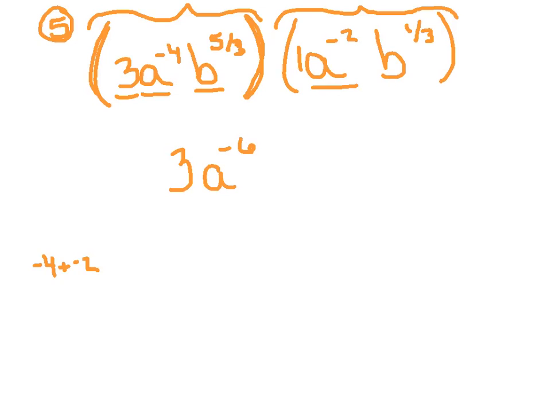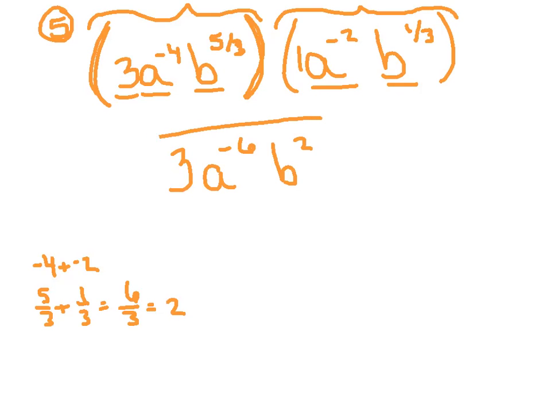Then I'm going to focus on my b's. Again, I'm multiplying like bases, so I'm going to use my product rule. If I take my 5/3 and add it to my 1/3, that gives me 6/3, which is really a 2. So I'm going to say b squared, squared being my new exponent. Whoops, time out. Is that my final answer? Not quite. Let's pretend I didn't write that part right there.